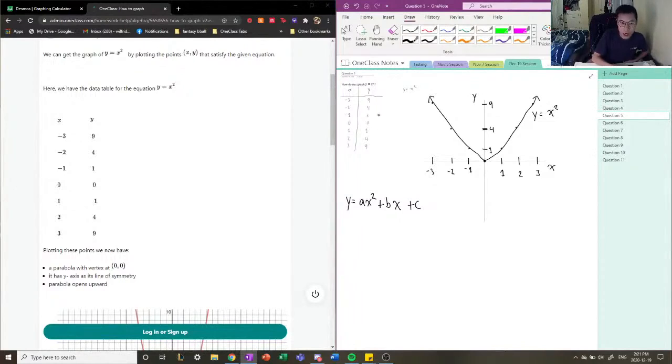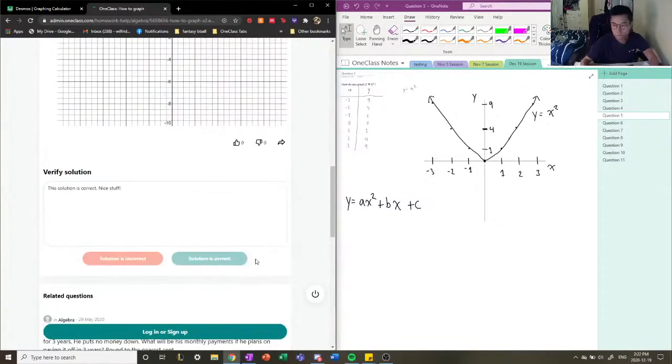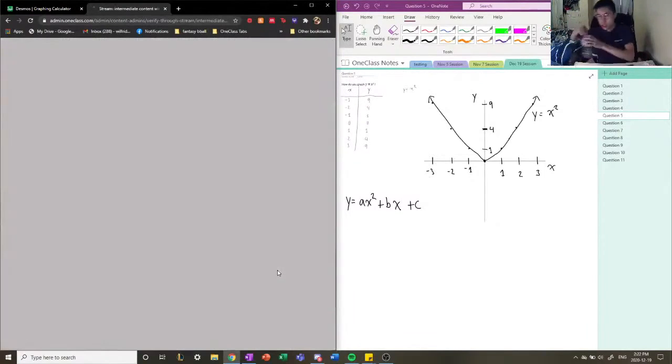So I would suggest using testing points if you're a beginner and you're trying to understand how to graph functions. But after a while, you can learn what the different coefficients mean and how they affect how the graph behaves. But other than that, the solution is correct and we can move on. Okay, so let's talk about question number 6.